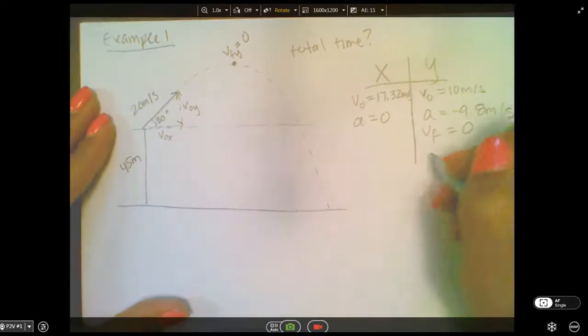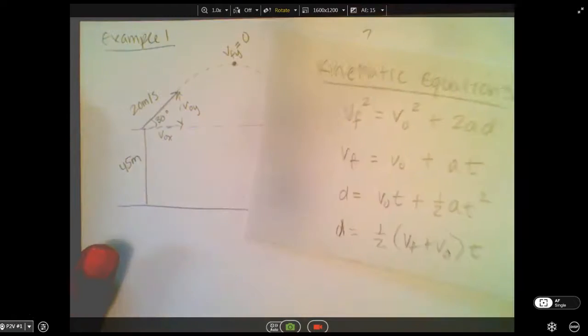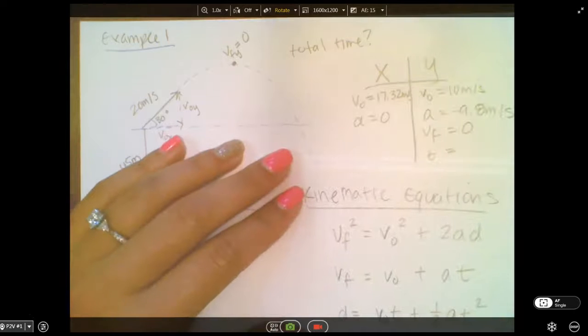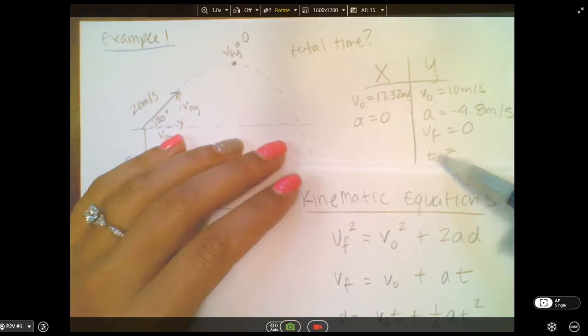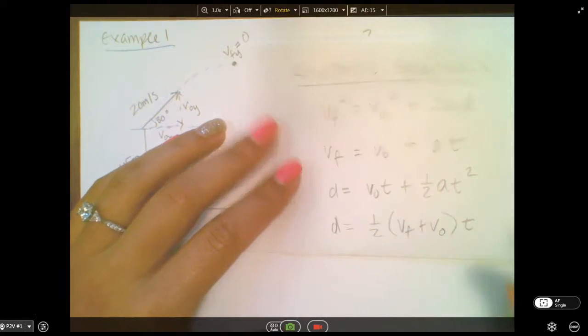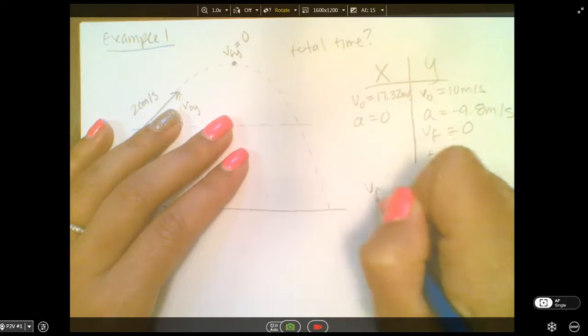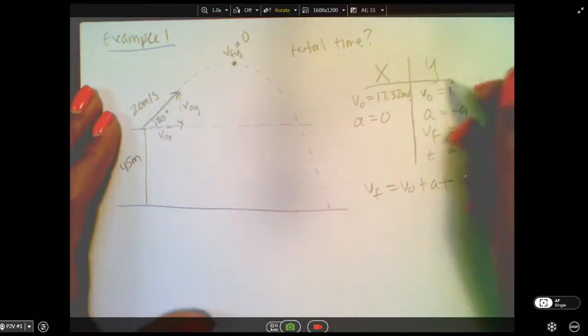So I would figure out the time it takes to get to the top. Might as well start with time because that's what we need. I'm going to go to my equations and find out which variables I have. So let's see, I have these 4. I'm not looking at D at all, no displacement. So I think we would need the one that has no displacement. So that's the second one. So the equation is VF equals V naught plus AT. We can plug in only using the y.